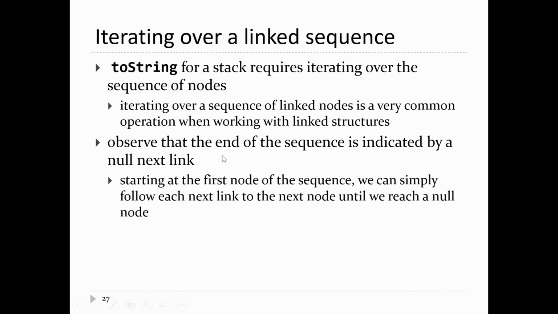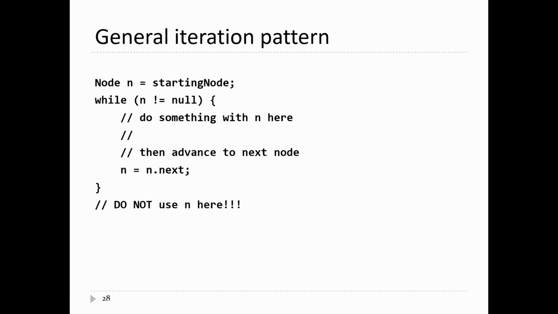How do you know when to stop? The bottom node of the stack has a next link that is null. So all you have to do is follow the sequence of nodes until you hit a null link, which is pretty easy. I start at the first node of the sequence, and simply follow each next link to the next node until I hit a next link that happens to be null. When you've hit the null next link, you know that you're done. So it's straightforward to iterate over a sequence of nodes.